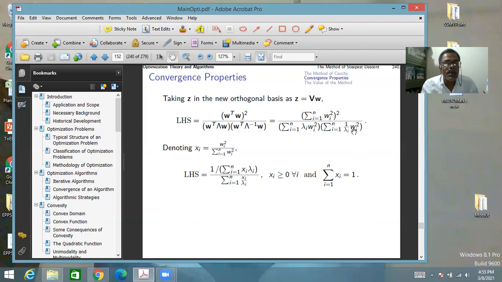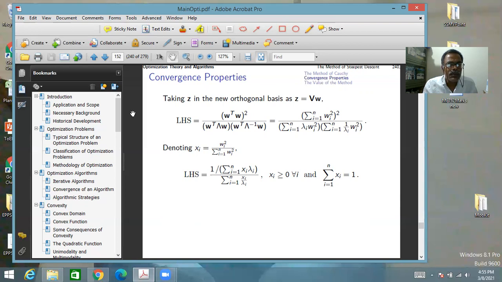And that thing, Wi square divided by sigma Wi square, if you call xi, then this entire thing would reduce to 1 by sigma lambda i xi, this, and here sigma 1 by lambda i xi here. And because of this definition of xi, you have these conditions. That is, each of them is non-negative and all of them are together 1. Okay, it's a convex combination.